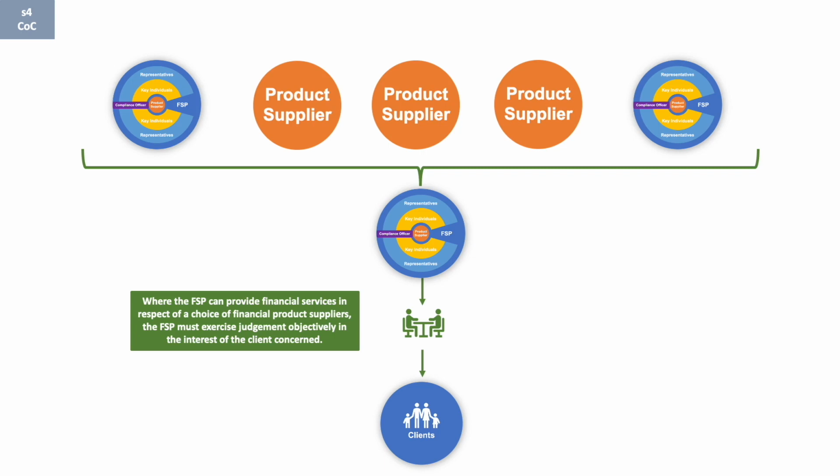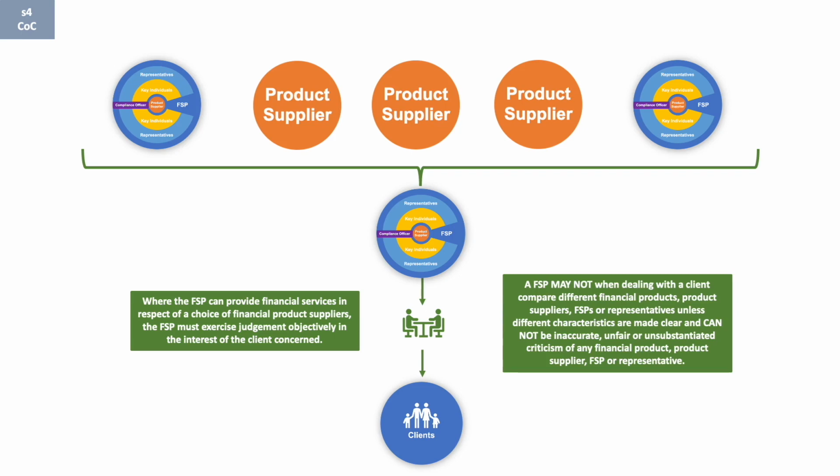As we can see from this section, we as the FSP want to inform and notify the client of the FSP's relationships with product suppliers in order to ensure objectivity is maintained and that the interest of the client is always maintained. It is important that the FSP does not make unfair comparisons. So the code states that the FSP may not compare different financial products, product suppliers, product providers, FSPs and/or representatives unless the different characteristics are clearly made. It is important to note that if any comparisons are made, then they cannot and must not be inaccurate, unfair, or unsubstantiated criticism.